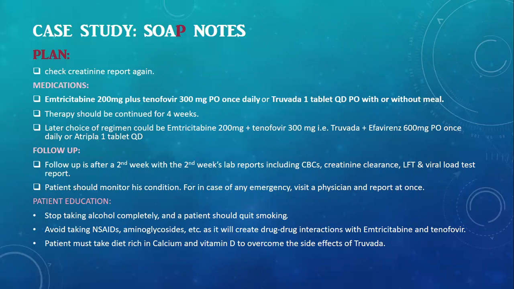Check the creatinine report again, because once therapy starts, the kidney function should be checked again. Medication is prescribed as 2 by 1 tablet QD, PO, with or without meals. Therapy should be continued for 4 weeks. Later, switch to the regimen of choice, that is emtricitabine plus tenofovir 300 milligram, that is Truvada, plus efavirenz 600 milligram PO once daily.